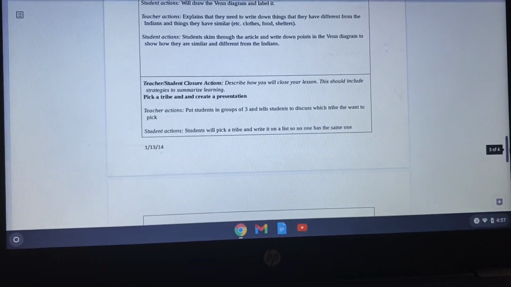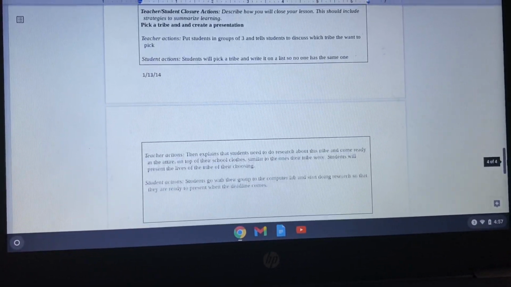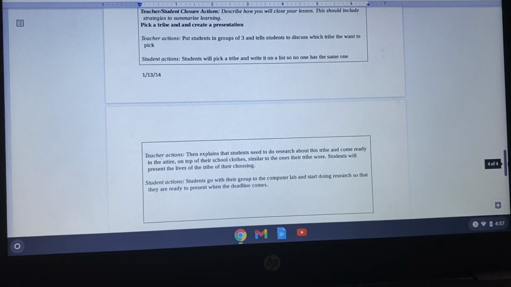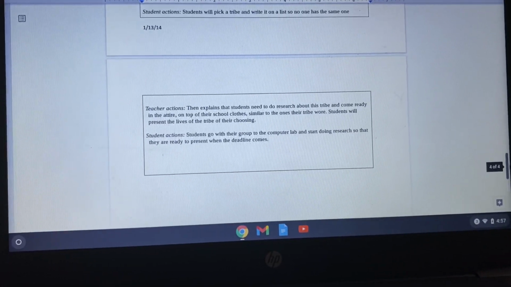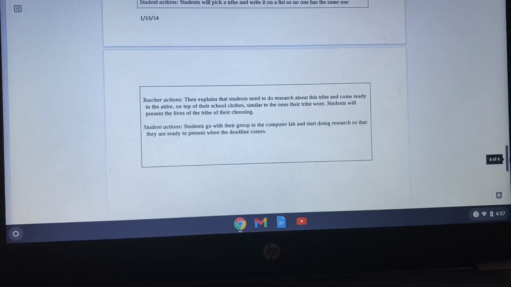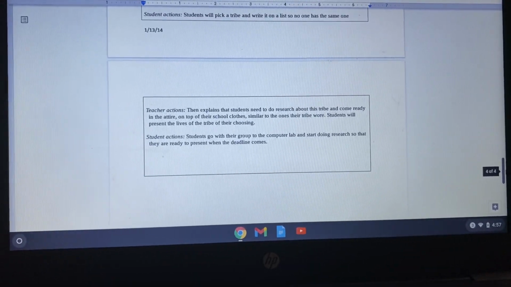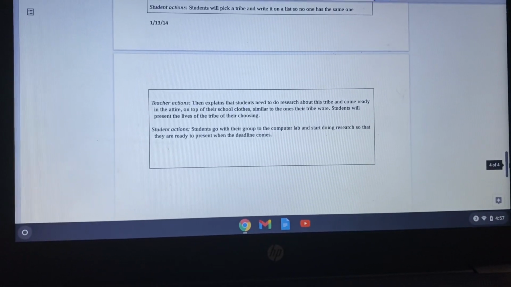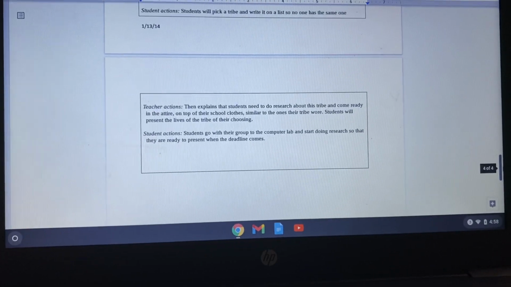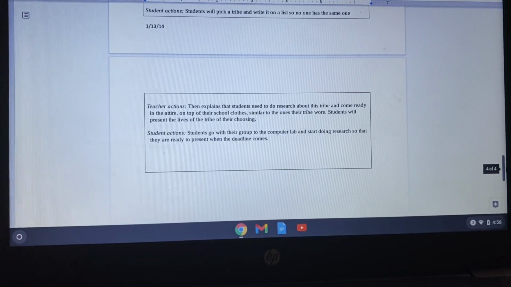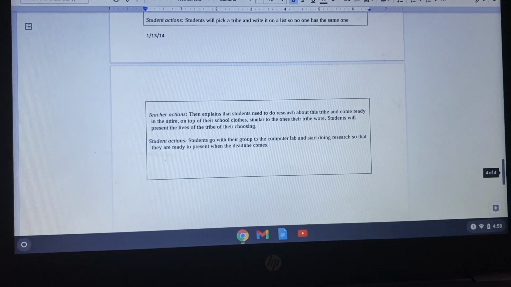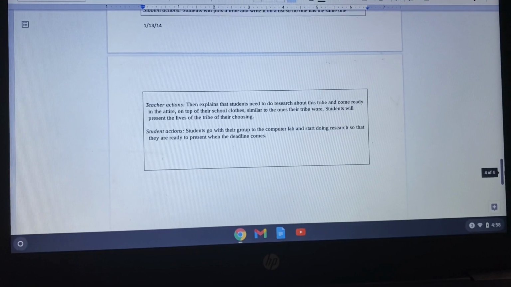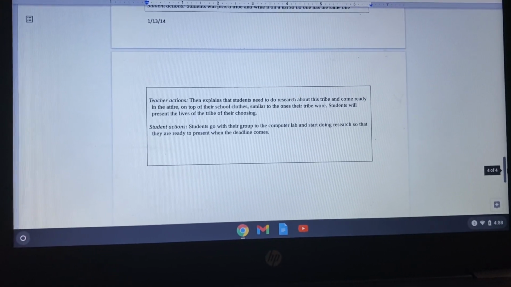Then for closure, I said pick a tribe and create a presentation. For teacher actions, I said put students in groups of 3 and tell students to discuss what tribe they want to pick. Students will pick the tribe and list it so that other groups know which one they can do. Then the teacher will explain that the students need to do research about the tribe and come ready in attire on top of their school clothes, similar to the ones their tribe wore. Students will present the lives of the tribe of their choosing. Students will be allowed to go to the computer lab and start doing research so they are ready to present when the deadline comes.